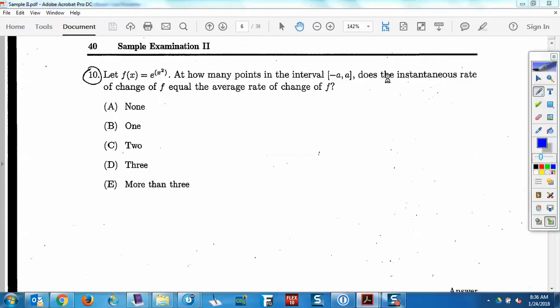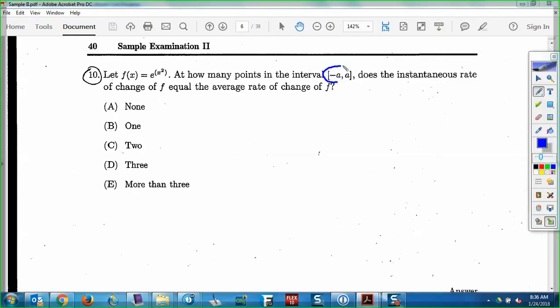Yeah, good one. How many points in this interval, negative a to a, does the instantaneous rate of change equal the average rate of change? So this is really all about the vocab, right? What does the instantaneous rate of change make us think of, or what should it make us think of? Derivative. Instantaneous rate of change, a derivative at a point. So the derivative of this would be e to the x squared times 2x, right? So that's the instantaneous rate of change.